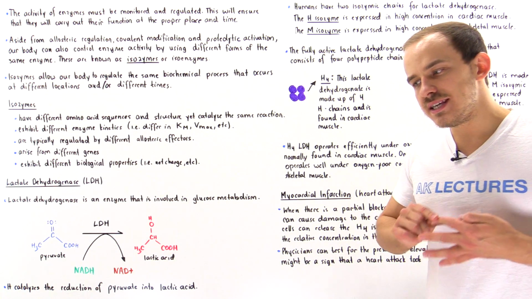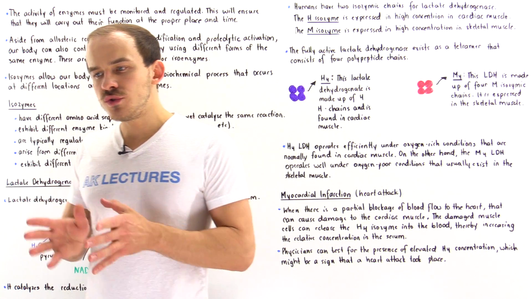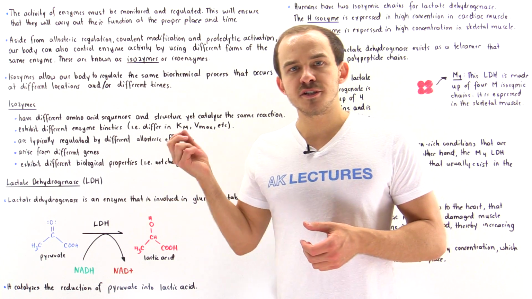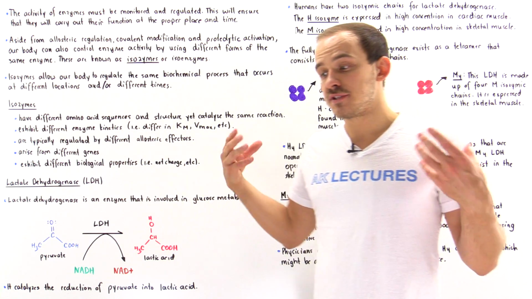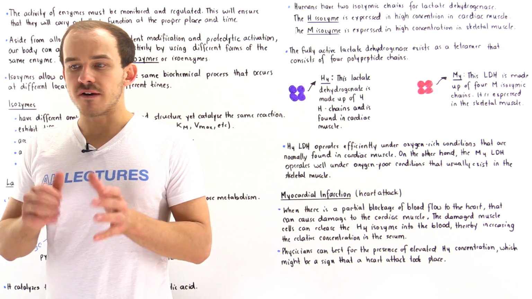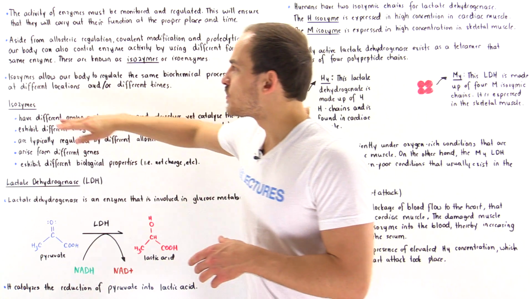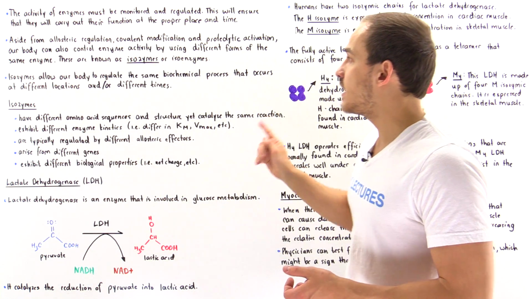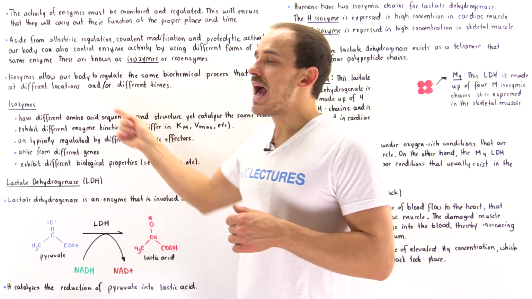Now we're going to discuss yet another mechanism that our body uses. And this mechanism involves using different forms of the same type of enzyme to carry out a single specific type of reaction that basically takes place at different locations and different times in our body. And these different forms of the same type of enzyme are known as isozymes or isoenzymes. So isozymes generally allow our body to regulate the same type of biochemical reaction that takes place at different locations and sometimes at different times.